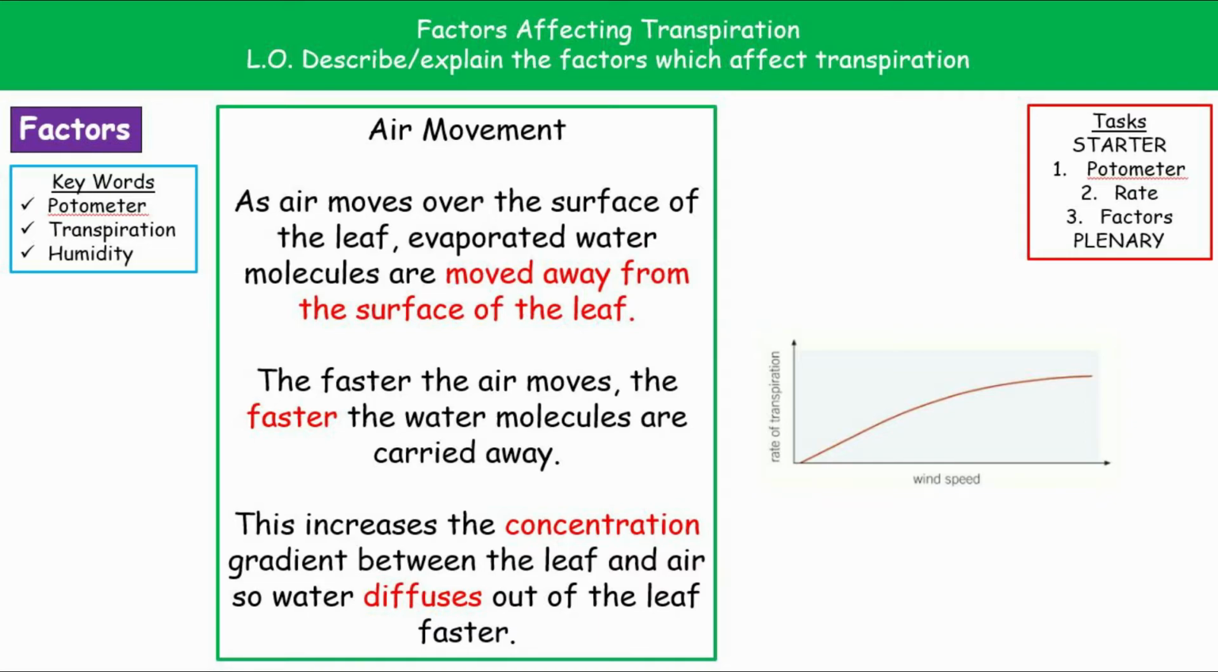So give yourself a score out of 4 for your missing bits. If we look at the graph, it's slightly different this time. It's not just linear, it has a linear section at the beginning, but then it curves. So we actually hit a point where it's going to level off in time. So make sure you've got your little graph for wind speed as well, if you didn't already get that right.